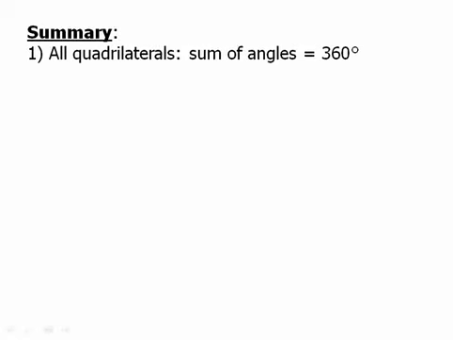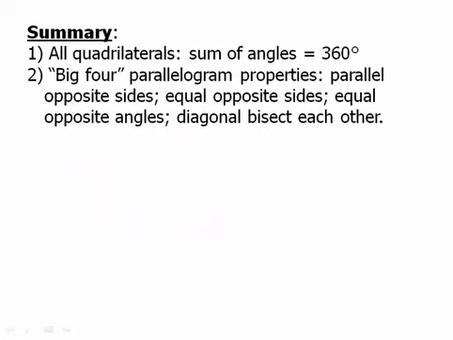In summary, it's true for all quadrilaterals that the sum of the angles is 360 degrees. It's very important to know the big four parallelogram properties: parallel opposite sides, equal opposite angles, and diagonals bisect each other. Those four always come together. So you can't have any shape that has some of those true and others of them not true. They're either all four of them true or all four of them false about a particular shape.